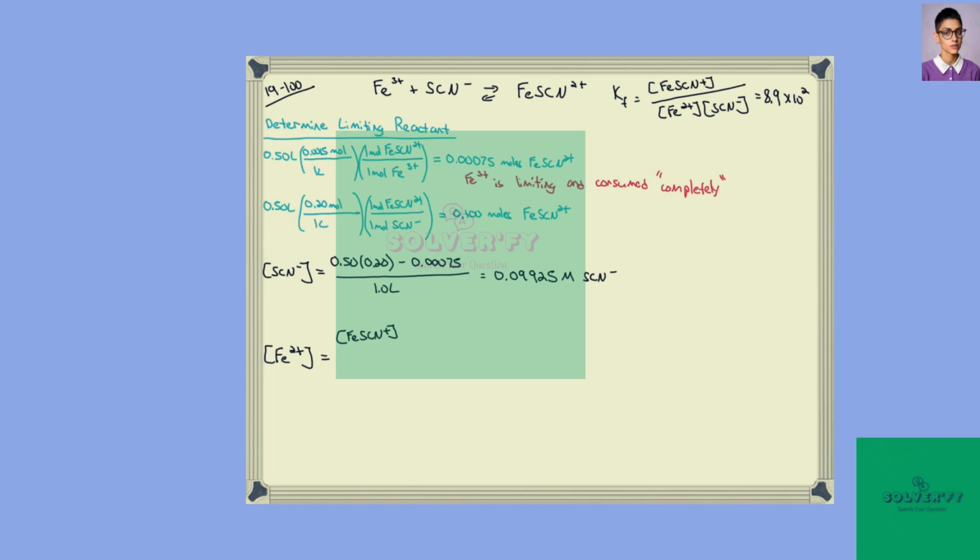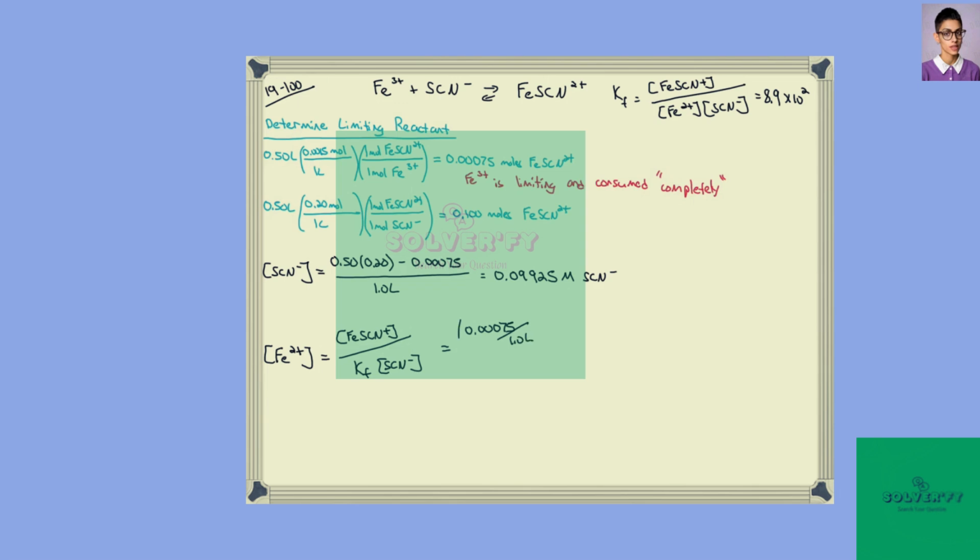Then what we can do is calculate the concentration of iron using the Kf expression. We assumed that all the iron was completely consumed in order to make the maximum amount of product, and it essentially is. But because an equilibrium needs to be established, there has to be at least a little bit of iron left in solution so that this ratio can equal the 8.9 times 10 to the 2.